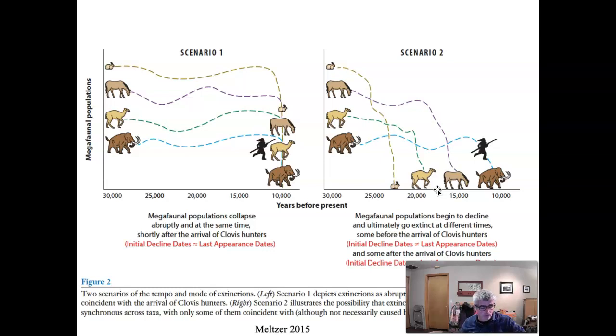If you ever get a chance, and going on side notes, go to the La Brea tar pits in Los Angeles.